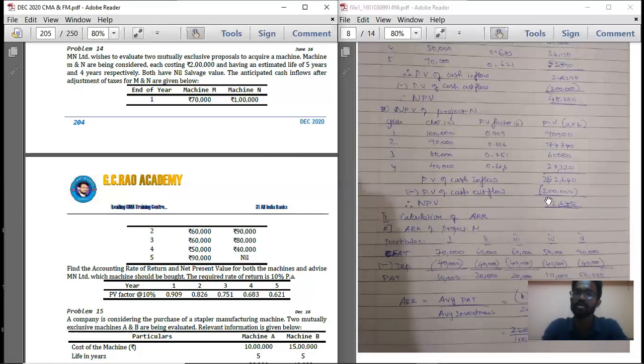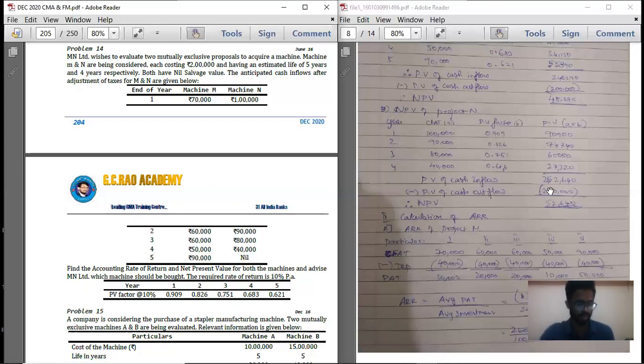2,52,640 minus 2 lakhs, you are getting 52,640. In respect of that 52,640, record net present value. So we have found net present value for both the machines. That is, for machine M it is 48,290 and for machine N it is 52,640. So comparatively NPV of project N is higher.